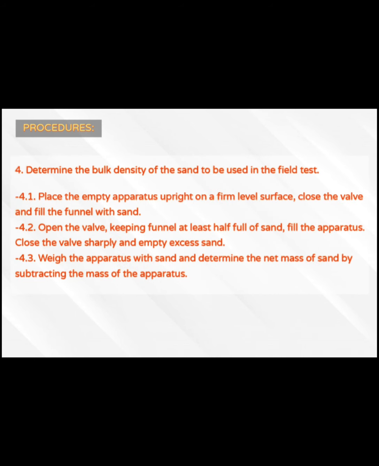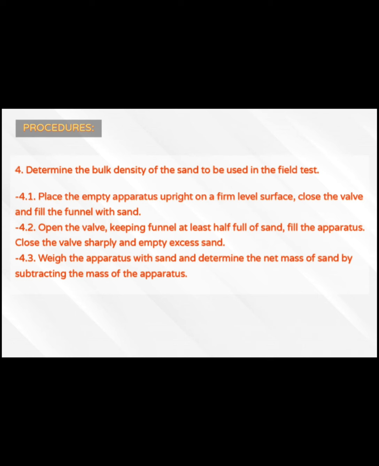For procedure number 4, determine the bulk density of the sand to be used in the field test. 4.1, place the empty apparatus upright on a firm, level surface, close the valve and fill the pan with sand. 4.2, open the valve, keeping the pan at least half full of sand, fill the apparatus, close the valve sharply and empty excess sand. Weigh the apparatus with sand and determine the net mass of sand by subtracting the mass of the apparatus.